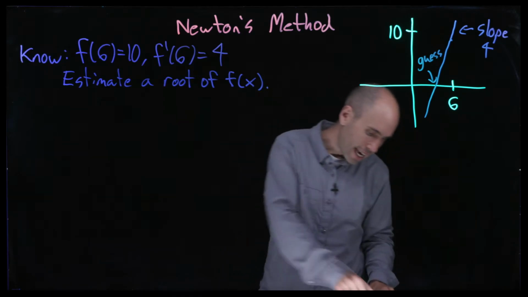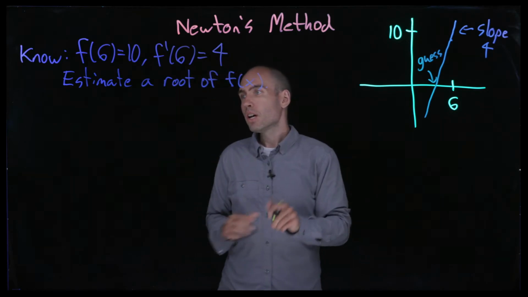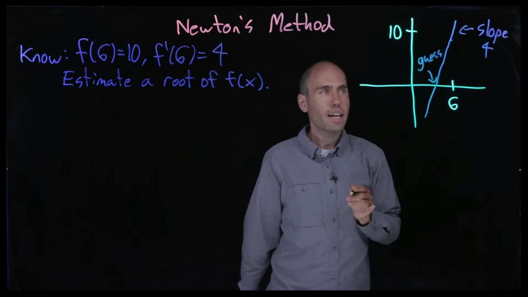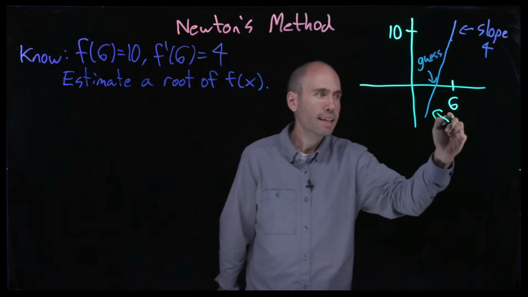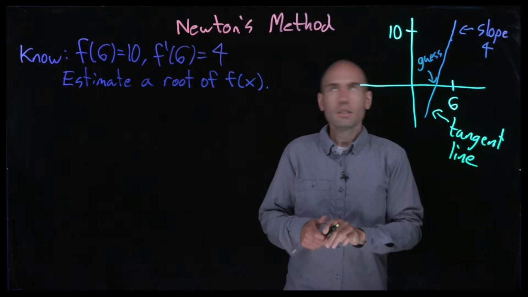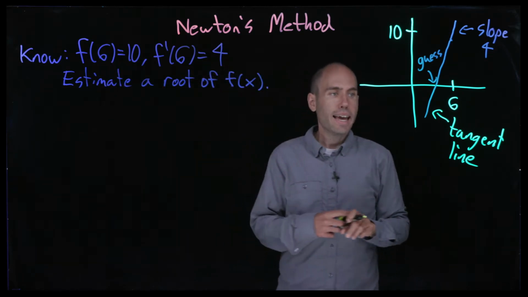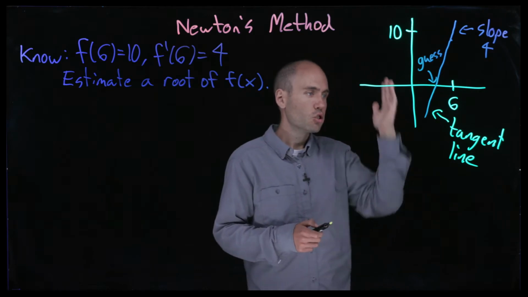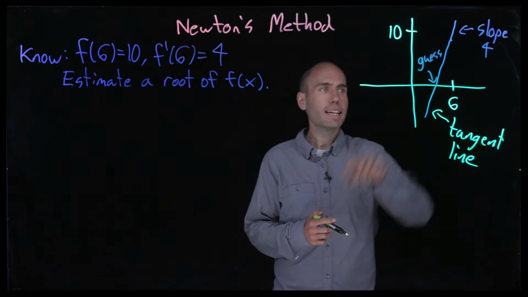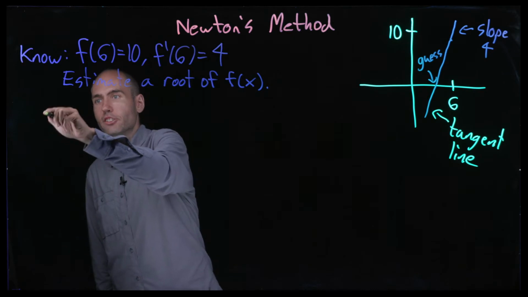How do we turn that into a procedure that Newton's method is based on? What's the definition of the straight line that I drew here? This is the tangent line. It's the tangent line to f of x at x equals 6. The idea behind Newton's method is: draw the tangent line, find where the tangent line intersects the x-axis, and then repeat.